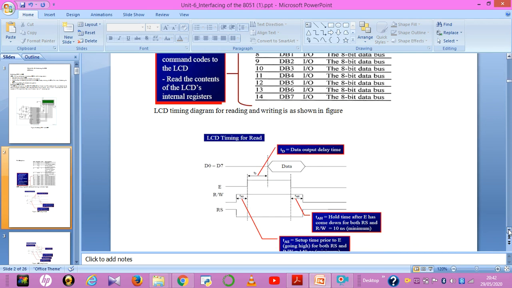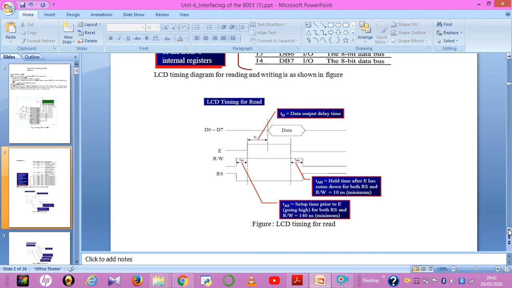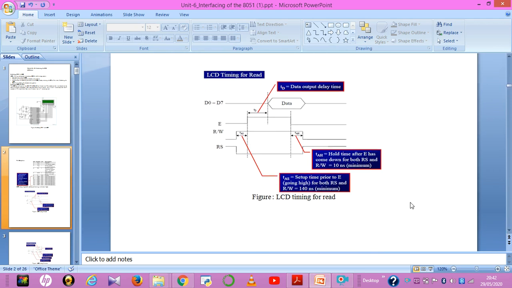After that we'll see how the LCD timing for read operations works, how it is going to read, when it is going to read. These are the timing diagrams.